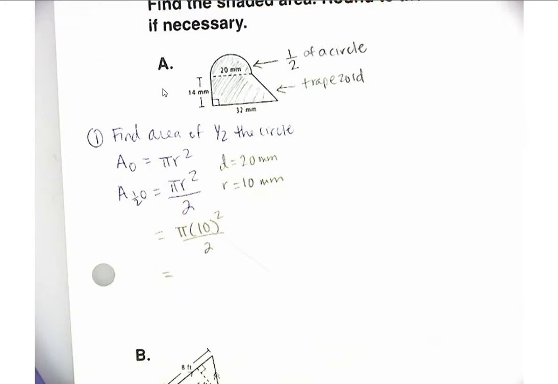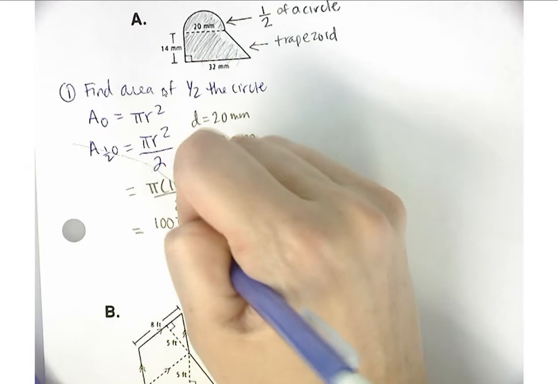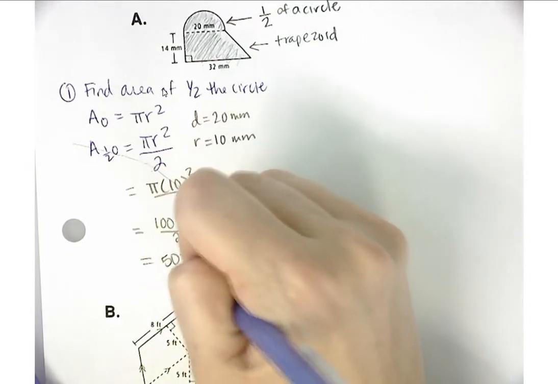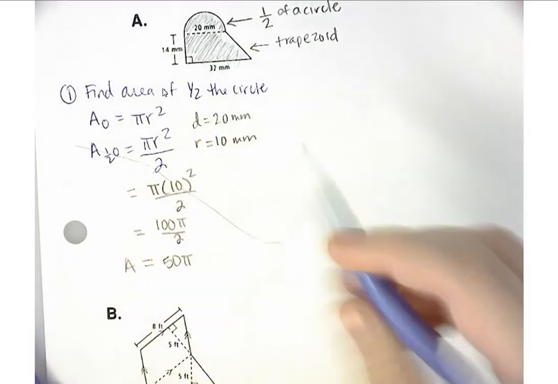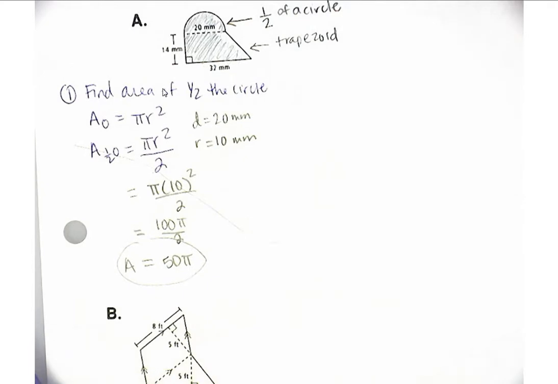Okay, 10 squared is what? 100. So this is like 100 pi divided by 2, which is going to reduce to 50 pi. So do the 100 divided by 2. Okay, now this is part of the area, not the total area. We're going to have to add those together.